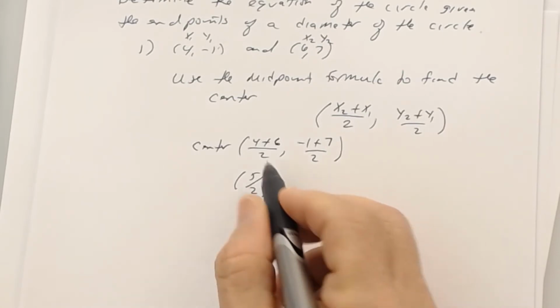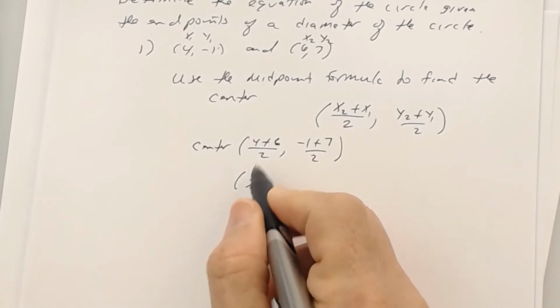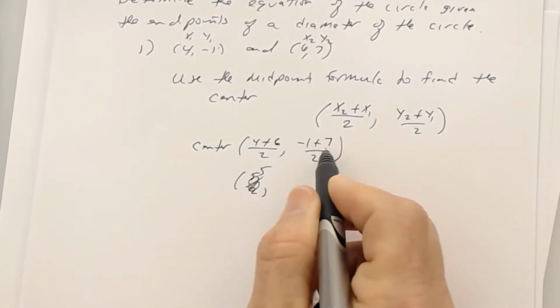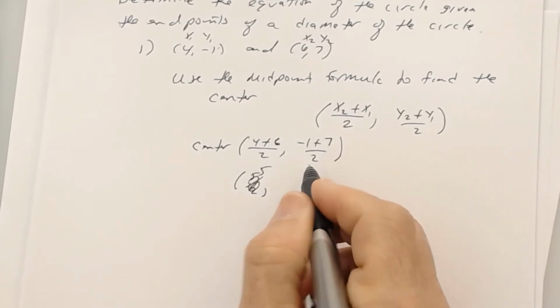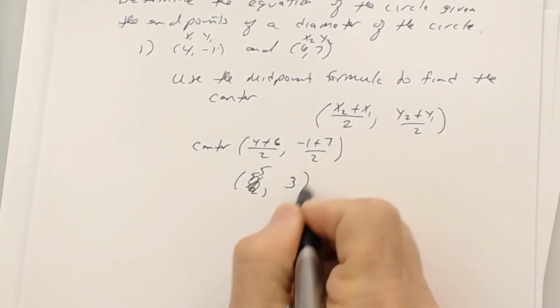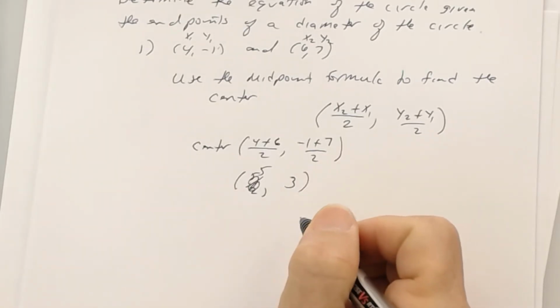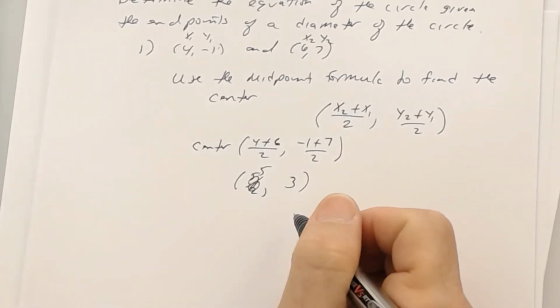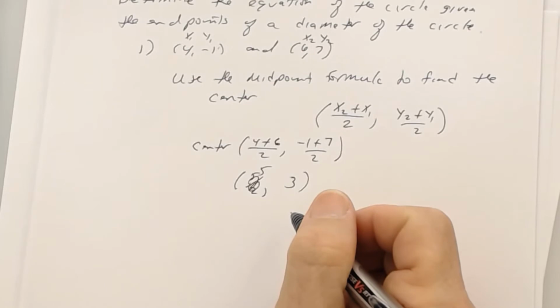Oh, wait, no, 4 plus 6 is 10. 10. So I get 10 halves, which is what? 5. Okay. What's -1 plus 7? 6. And what's 6 divided by 2? 3. So I get 5, 3, right? Okay. So I found my center. What's the only thing else I've got to do?